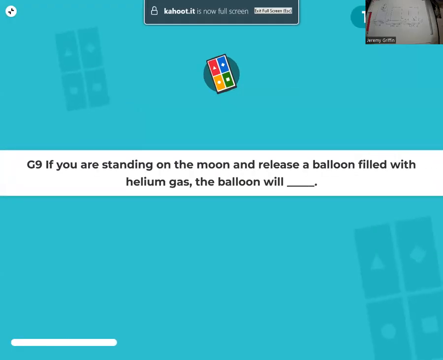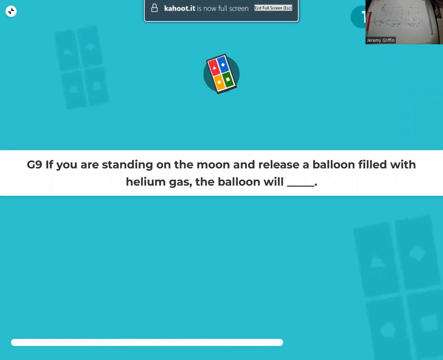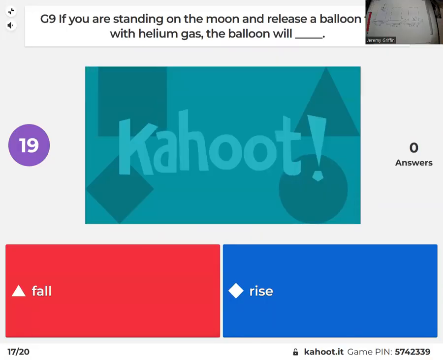Standing on the moon and you release a helium balloon. What would the balloon do?